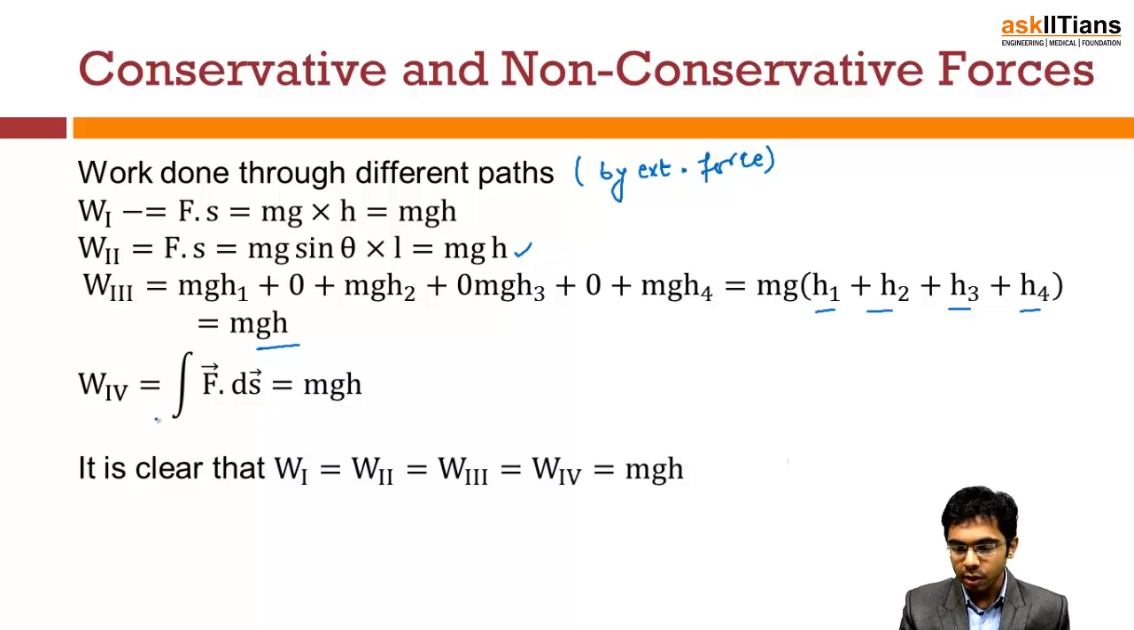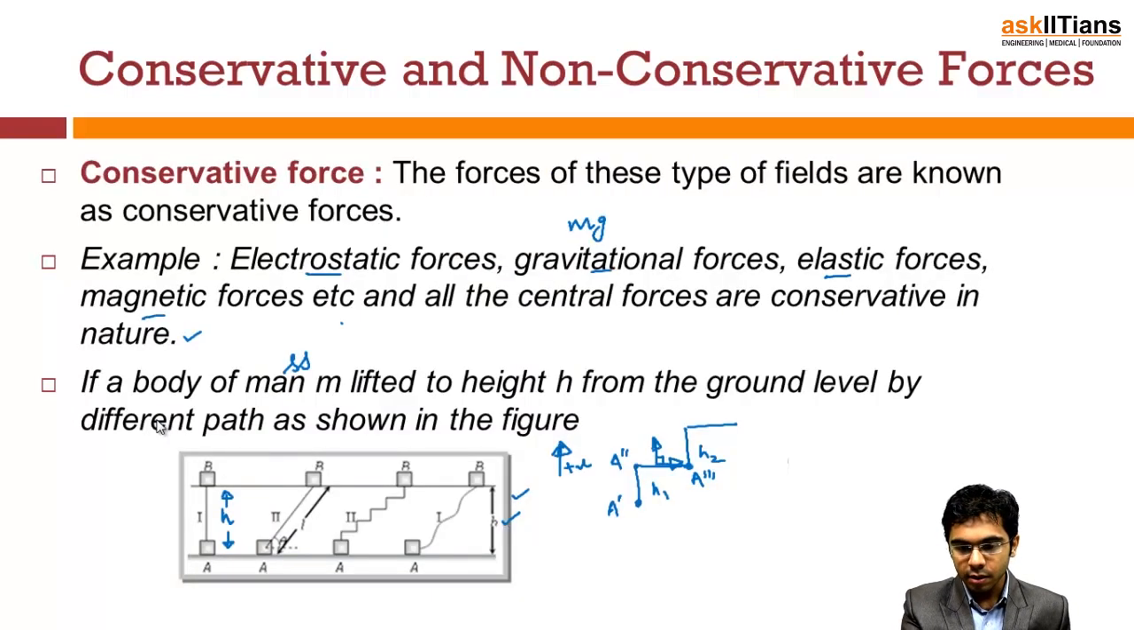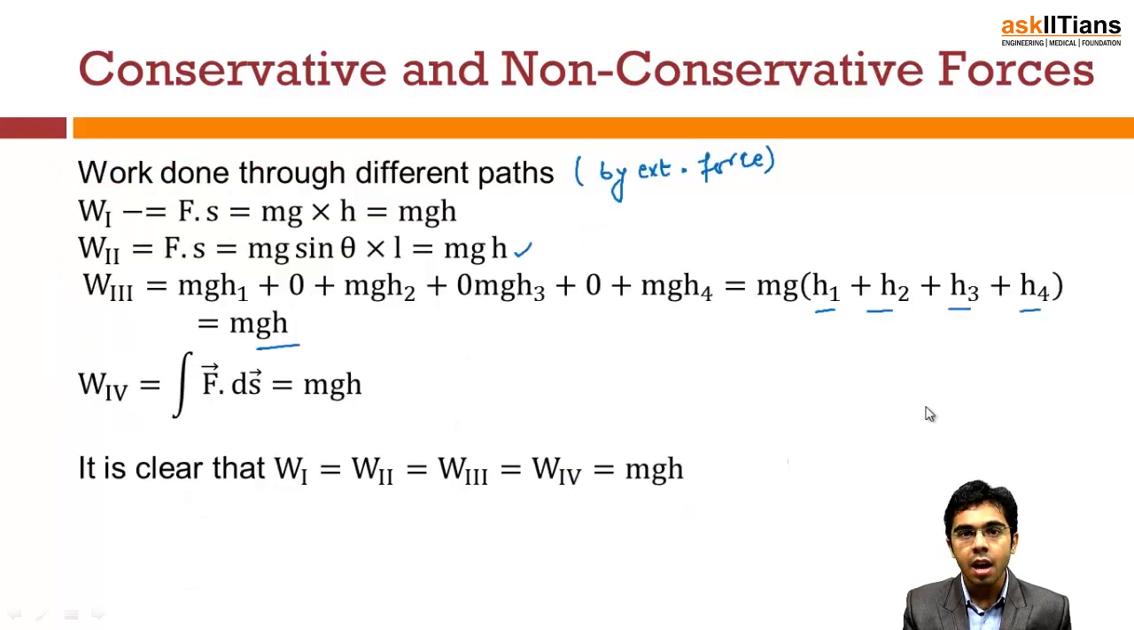Hence for the fourth case, this is the situation. A is going to B along this. So therefore a variable force will act, and we call the work done integration of F dx, and this we have already done. This will again come out to be mgh. So therefore we can say that for all these paths the answer comes out to be mgh.